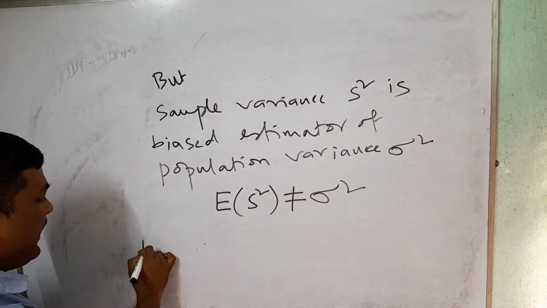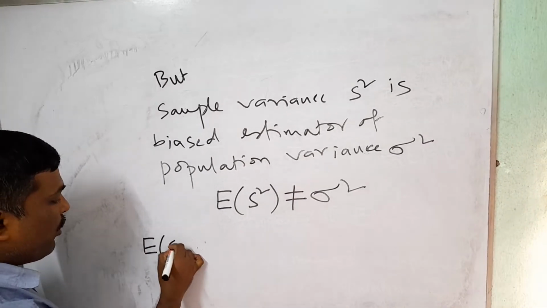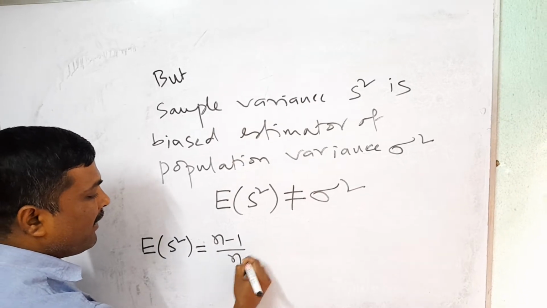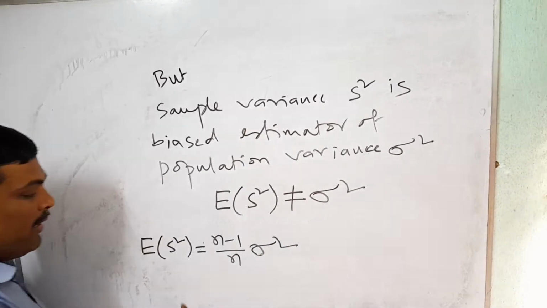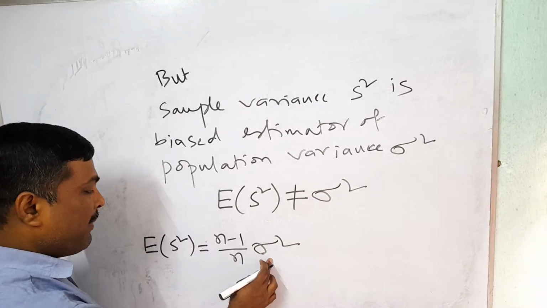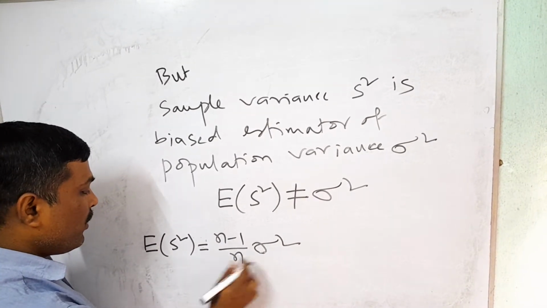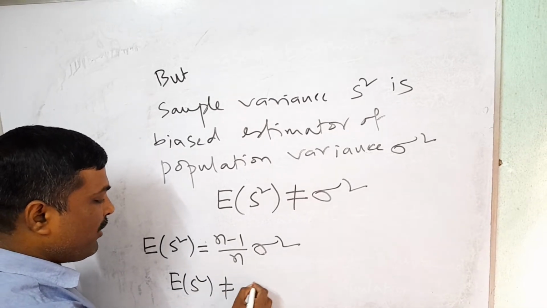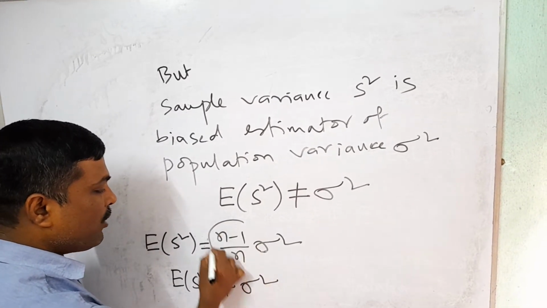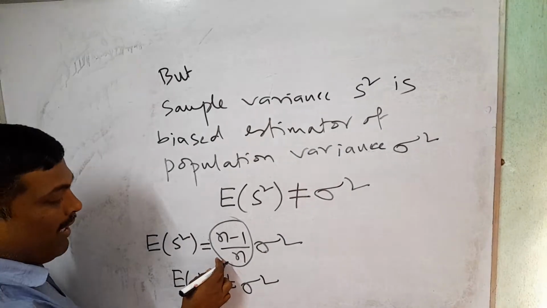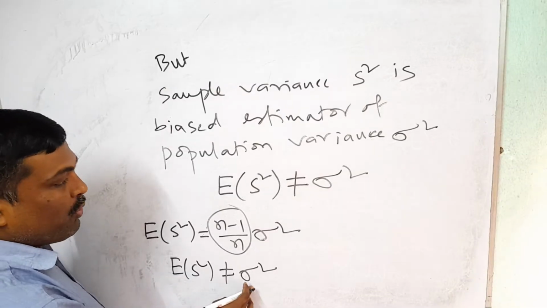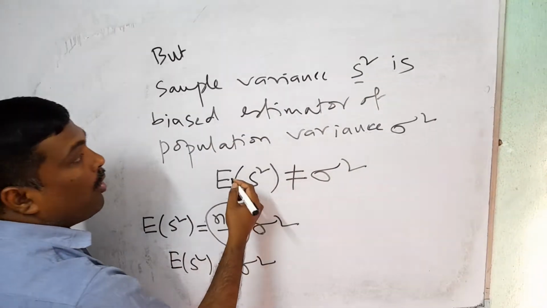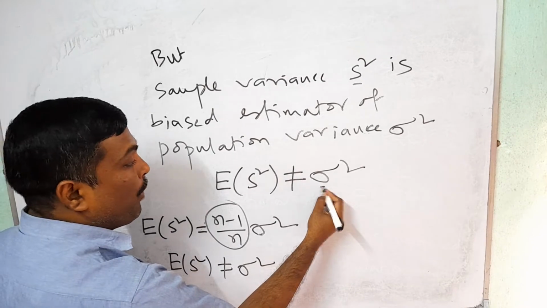So the sample variance S square is a biased estimator of the population variance.